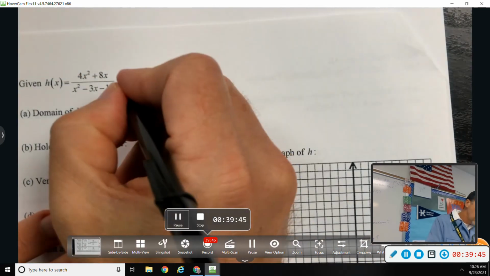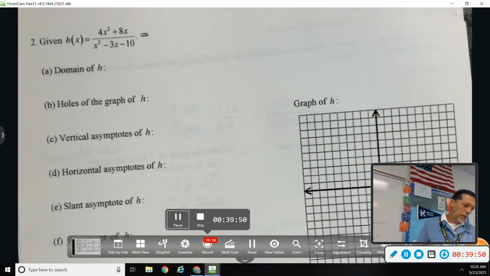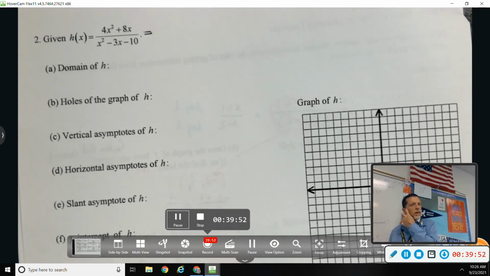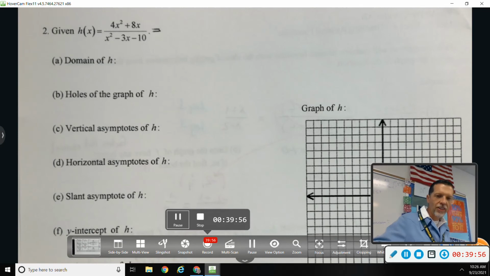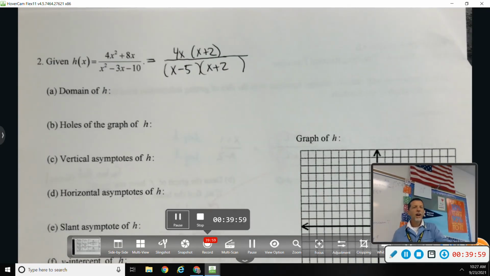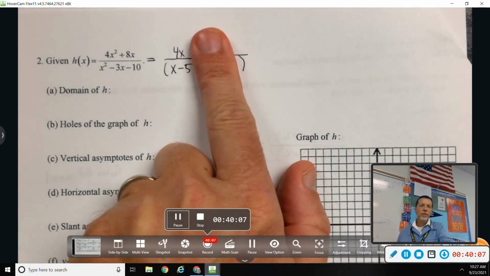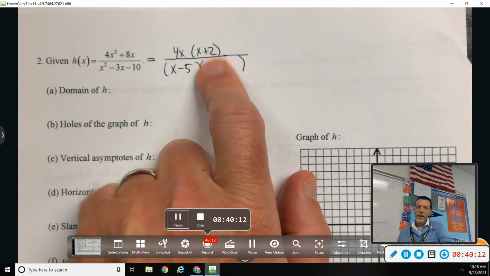Number 2. What do we do first? You got to factor it. So factor that. There's the factors. It's tempting to cancel them. I wouldn't cancel them until you take care of the holes, because if you mark them out, sometimes you forget about them and then you miss the holes question. So yes, it's just begging to be canceled, but don't do it until it prompts for it, basically.